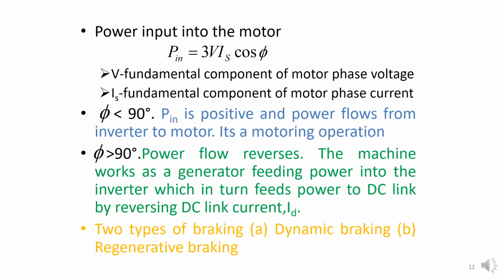If phi is less than 90 degrees, the Pin is positive and power flows from inverter to the motor. So it's a motoring operation. If phi is greater than 90 degrees, power flow reverses, the machine works as a generator, and the power is fed into the inverter, which in turn feeds power to the DC link by reversing the DC link current ID. There are two types of braking: dynamic braking and regenerative braking.